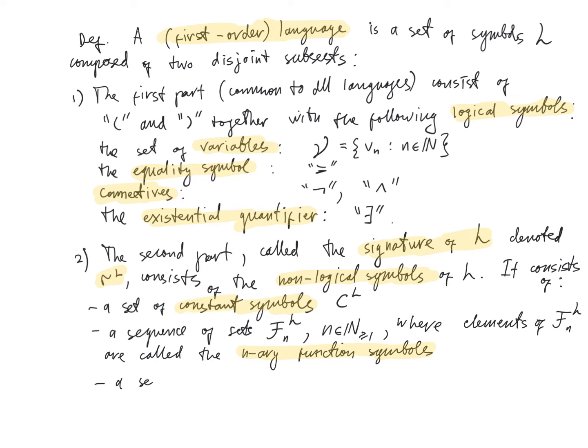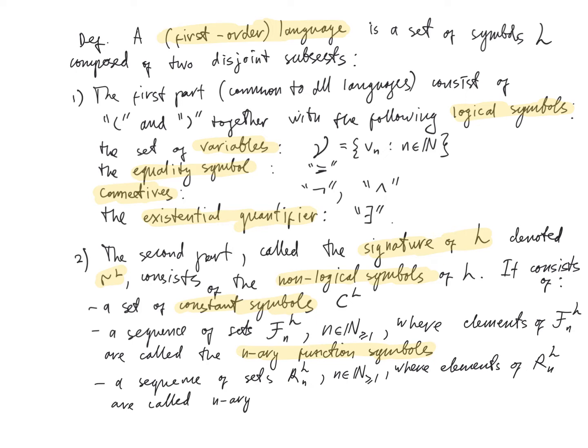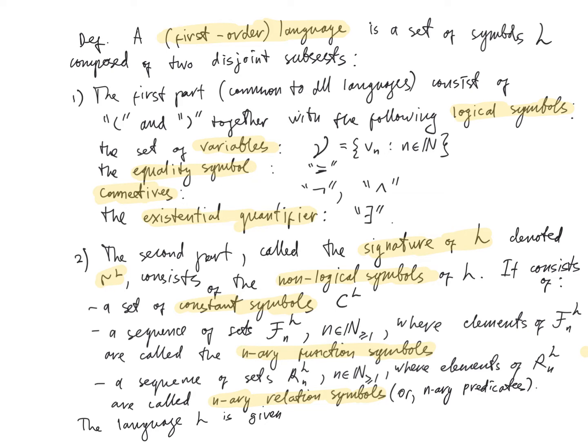And finally we also have a sequence of sets R_n^L for n a natural number greater or equal than 1, where the elements of R_n^L are called n-ary relation symbols, or n-ary predicates. The language L is given by the disjoint union of these sets of symbols.